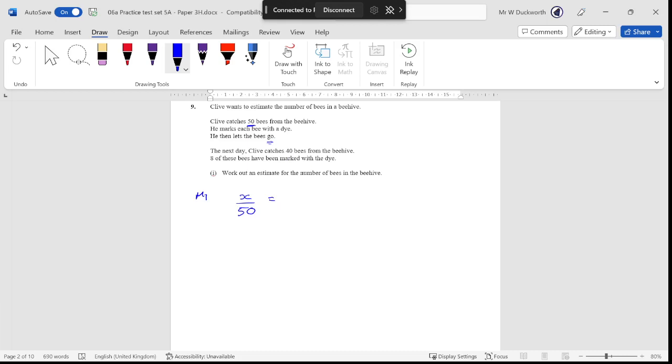So 40 bees were caught and 8 had the dye on. So those two fractions must be the same. So all I then do is times through by 50. So x is going to be equal to 40 times 50 divided by 8, which is the same as if I cancel by, I can actually cancel by 8 here. So that goes into that 5 times, and 5 times 50 is 250.